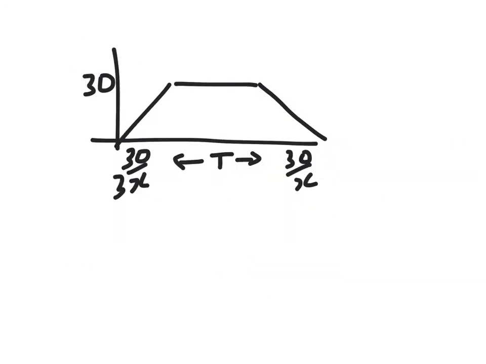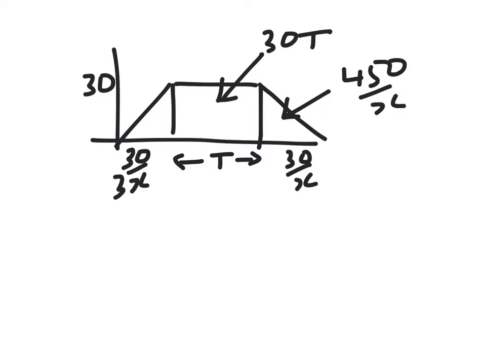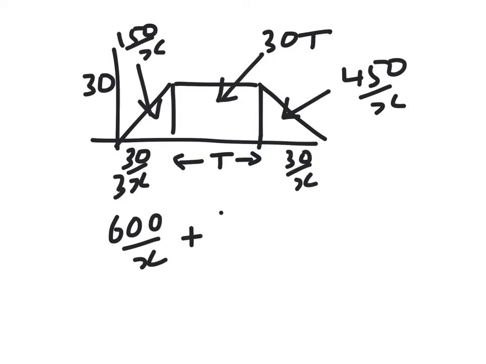So we know the total area is 6,000, so let's work out the total area. This is 30t. This is half the base times the height, so that's 450 over x. And this is half the base times the height, so it's 450 over 3x, which is 150 over x. So all these numbers add together to make 6,000. So let's add them up. That's 600 over x plus 30t equals 6,000.